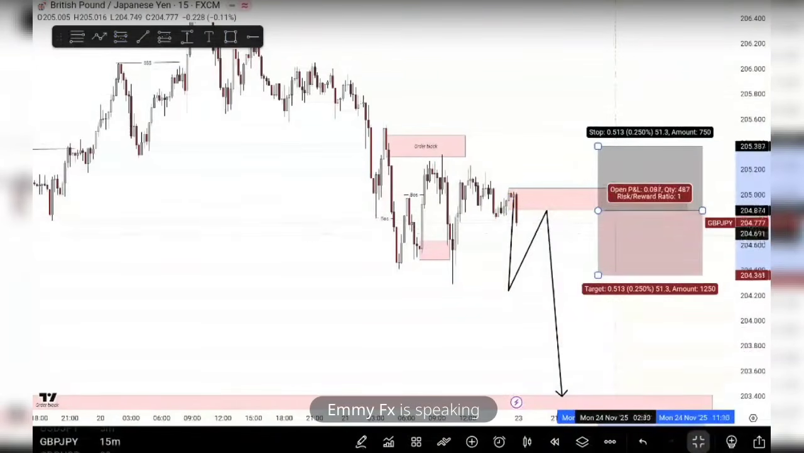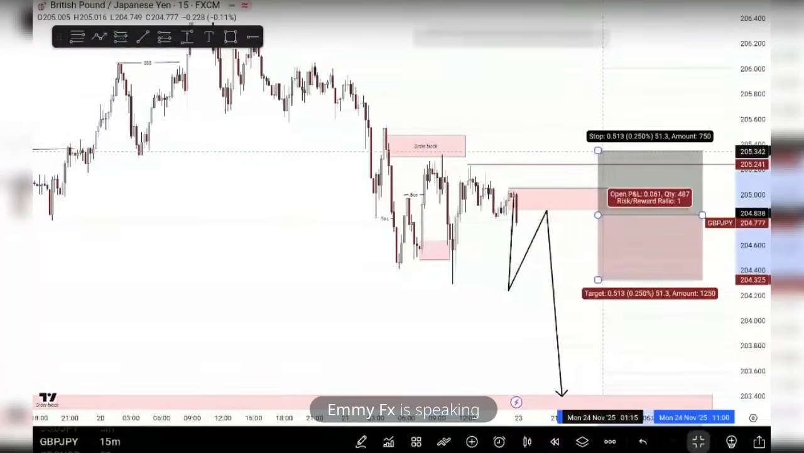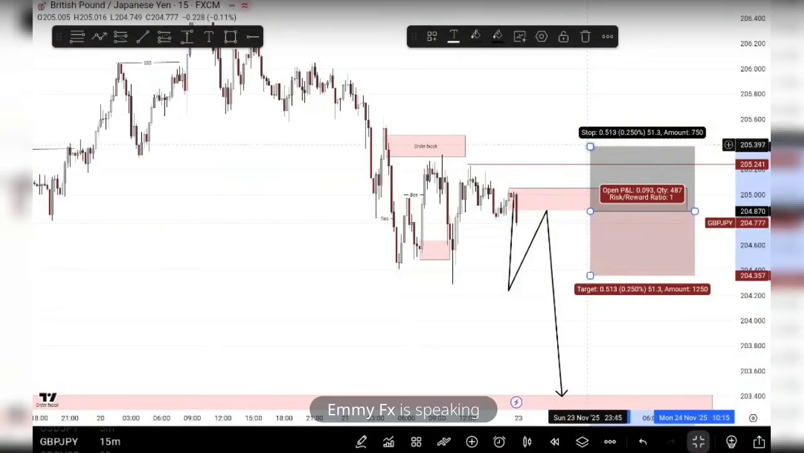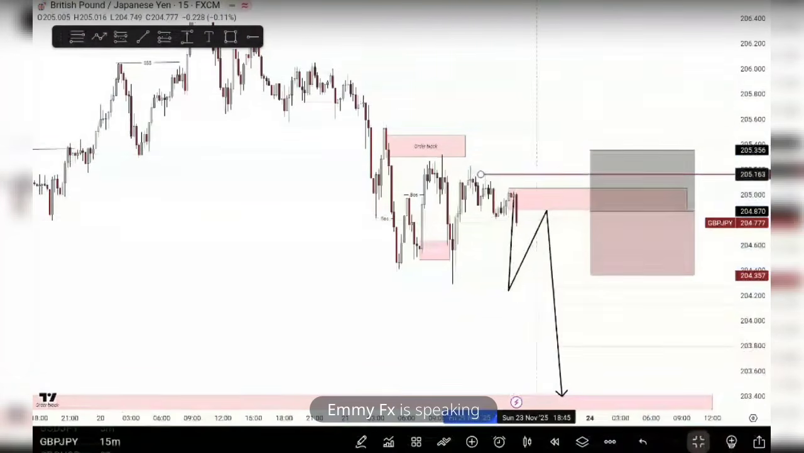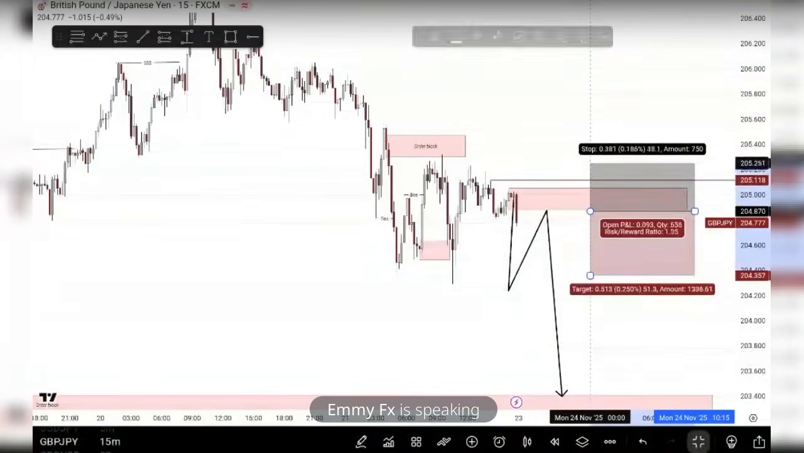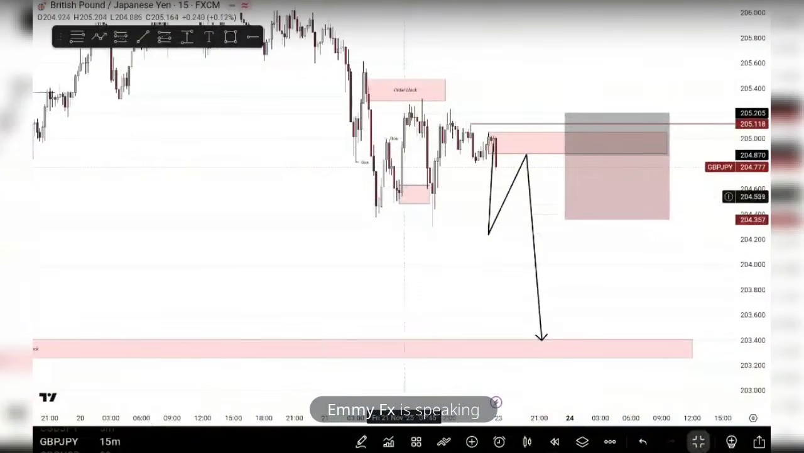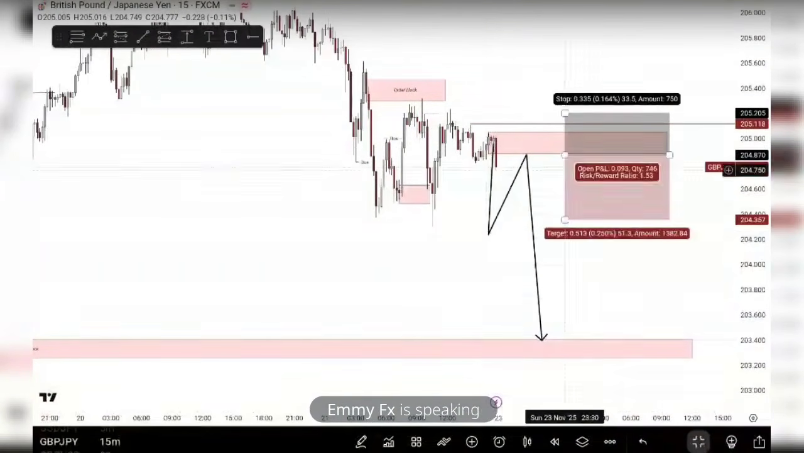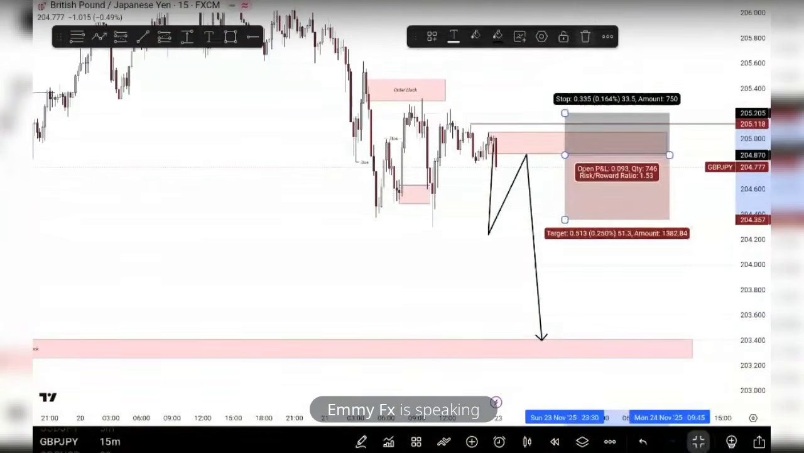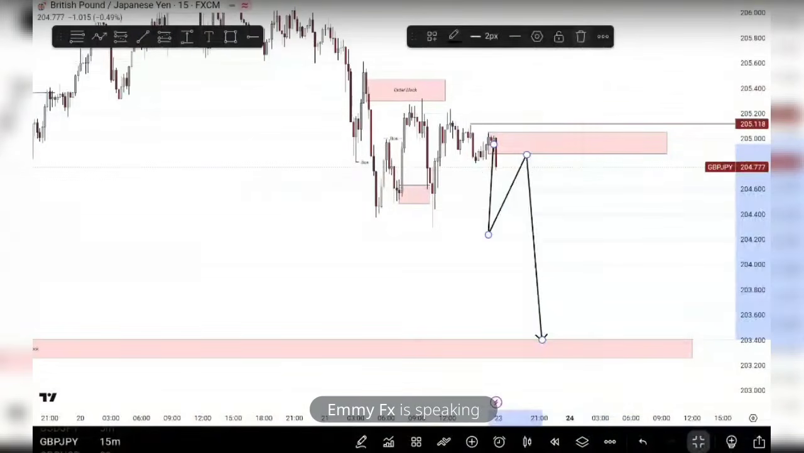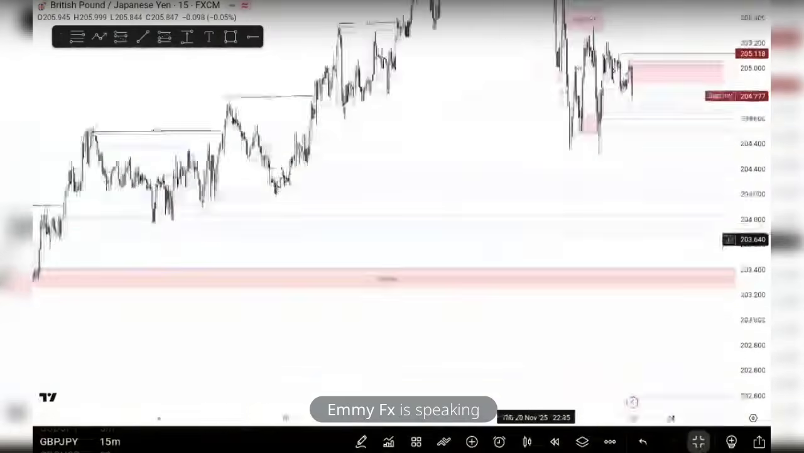From here, this is just speculation. If we can have a break of structure to the downside from this side, we need price to reset from the side, and then price to the downside. So that is just the speculation for the sell setup.